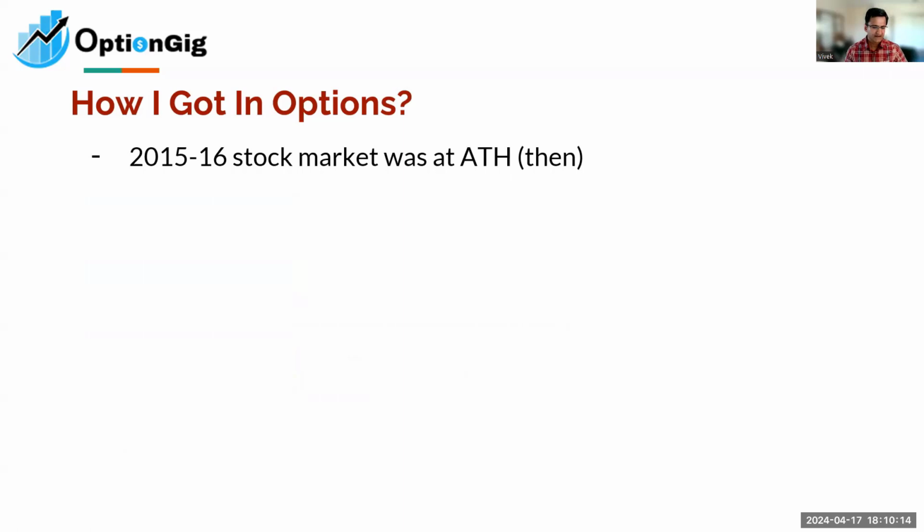2015, 2016 was when I first started looking for options. And the reason was the stock market was at an all-time high at that point in time. And we were just entering, in the US, election season. And as you would know, whether it is the US or any other country, an election year is generally very volatile.